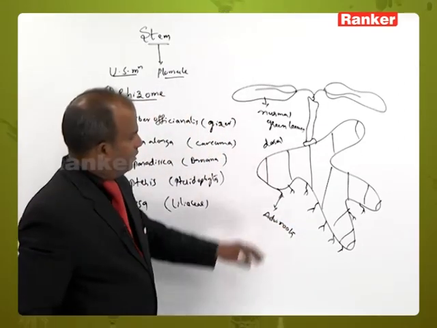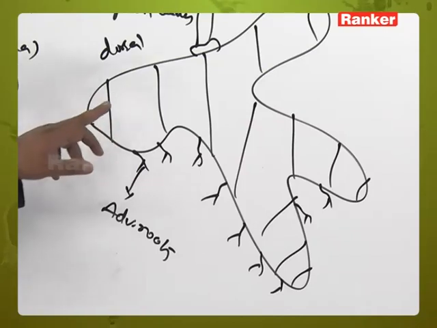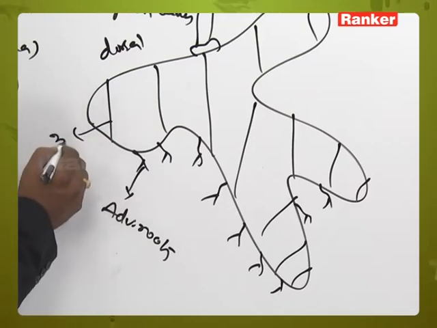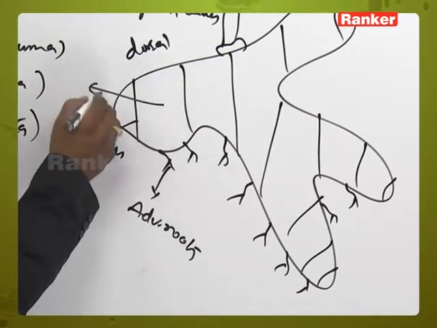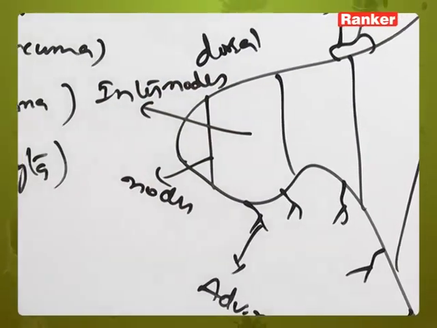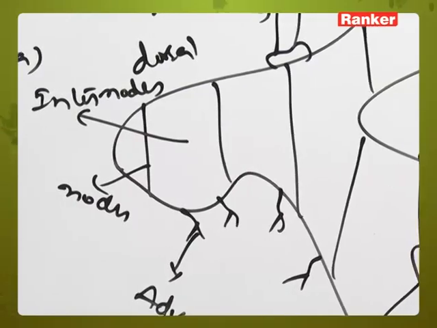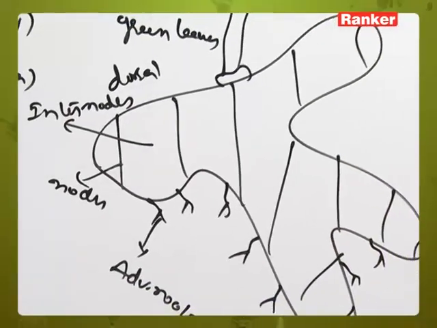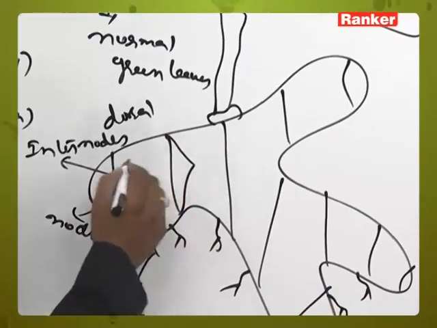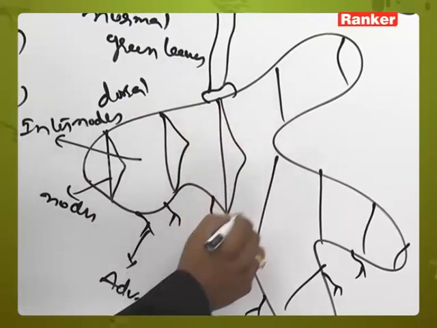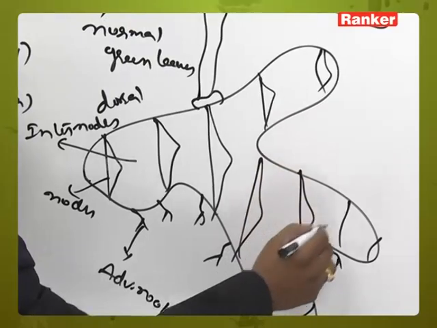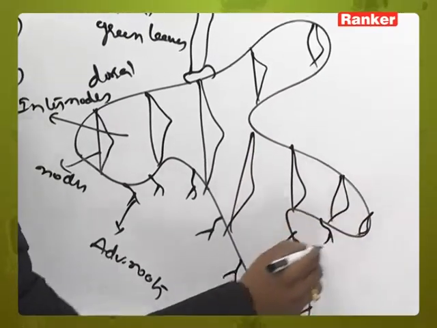And one more thing. Here in this rhizome, whether it is differentiated into nodes and internodes, yes, it is differentiated into nodes, and the space present in between two nodes is called internodes. From the node area, leaves should develop. Those leaves are reduced to brown colored scaly leaves.